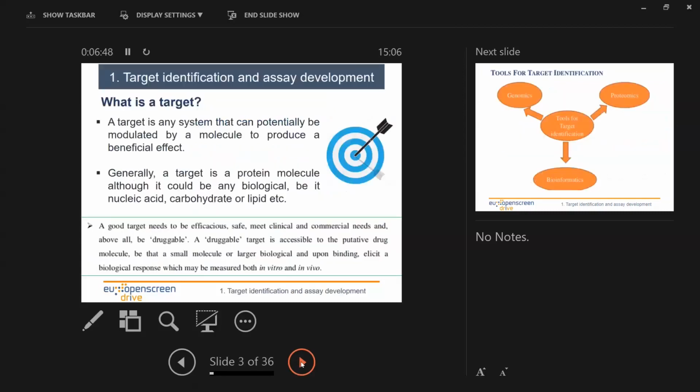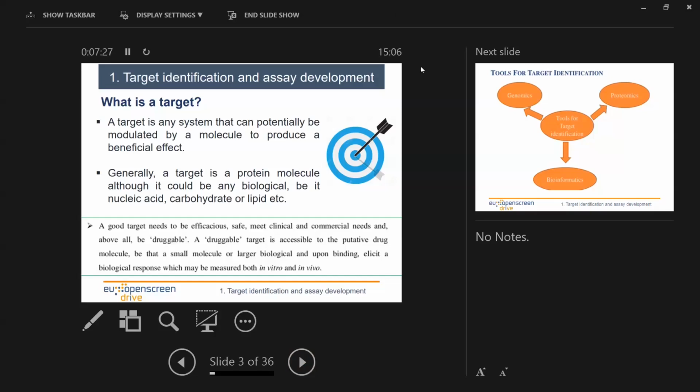Okay, hello everyone. As Šárka mentioned before, my name is Francisca Vicente. I am responsible for the screening and target validation at the Fundación MEDINA. The first part of this HTS introduction course will be focused on target identification and assay validation. For this purpose, the first thing that we are going to describe in detail is what a target is.